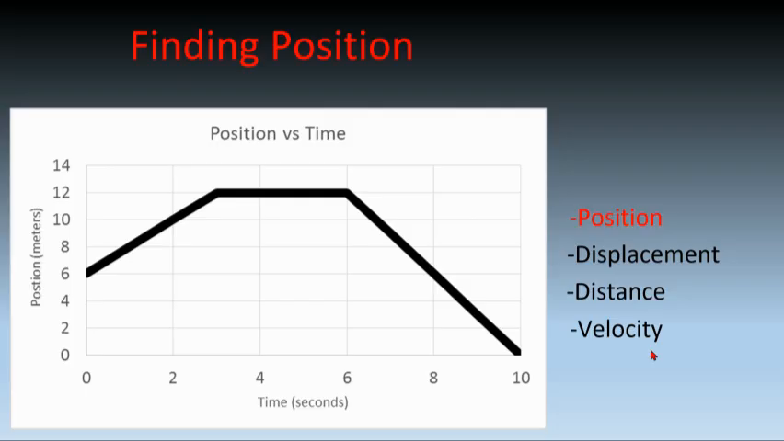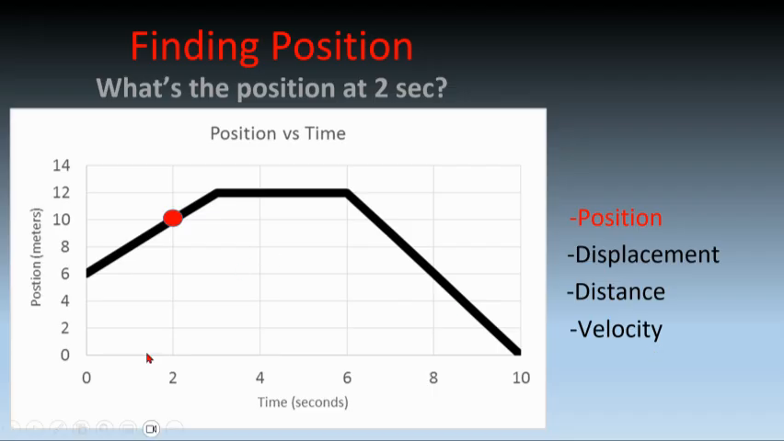So first of all, position. Position, remember, is where something is compared to the 0 point. And the position is easily read from a position time graph because it's on the vertical axis up here. That's what these numbers are. The numbers down here are the time. So if I ask you what's the position at 2 seconds, you just look for the 2 in the time. There's a dot, and it's at 10, obviously.